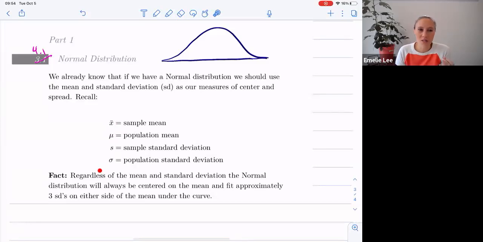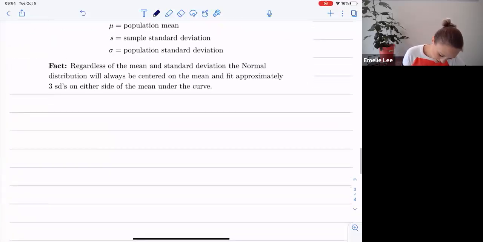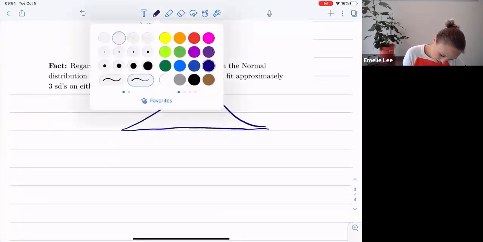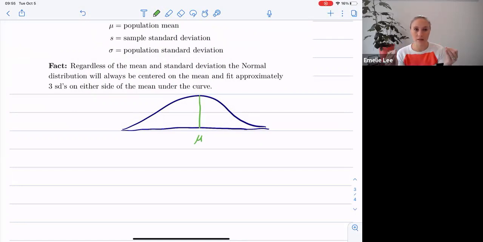So what's fun is that regardless of the mean and the standard deviation, the normal distribution is always going to be centered on the mean. Regardless of what the mean is, it's always going to be centered on the mean. I'll show it by mu. And then I'm going to fit approximately 3 standard deviations on either side of the mean underneath the curve.